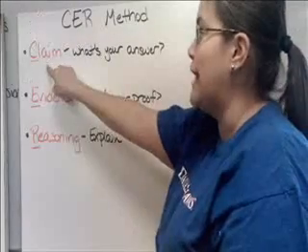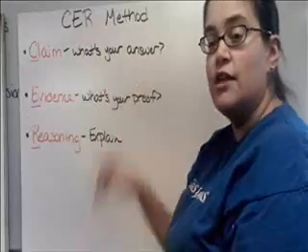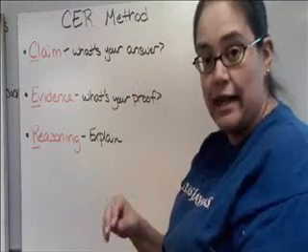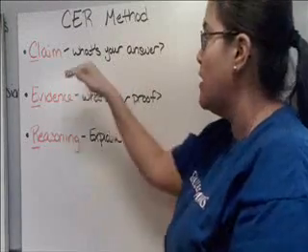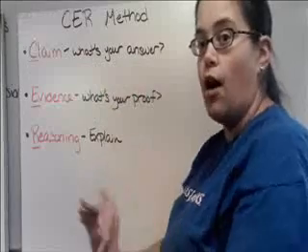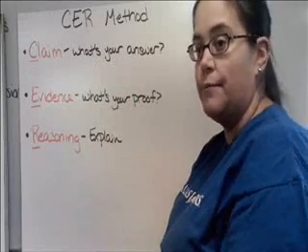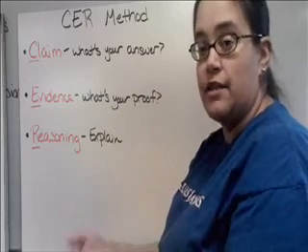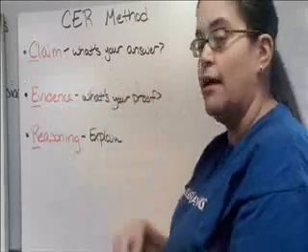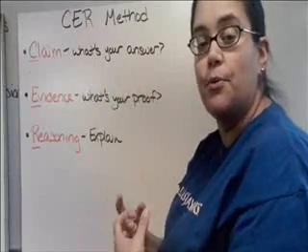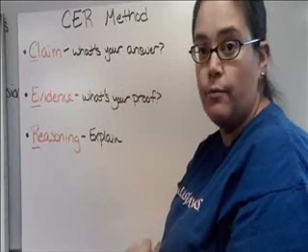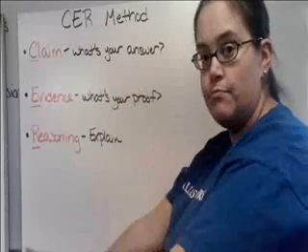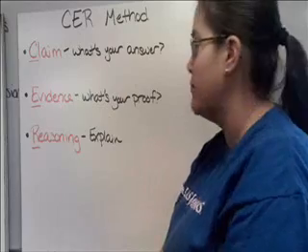So first of all, claim. What's your answer? They ask you a question, or your scientific question for your investigation. Claim is really basic. What are you answering? What's your answer? For the fertilizer growth on tomato plants, my claim could be the more fertilizer you put on a plant, the taller it will grow. That's my answer. Pretty simple. Let's put it out there.